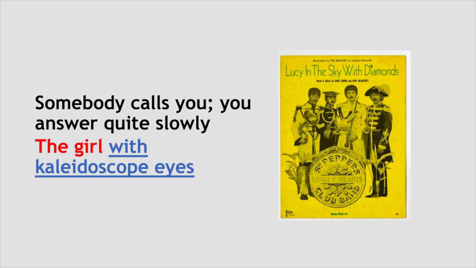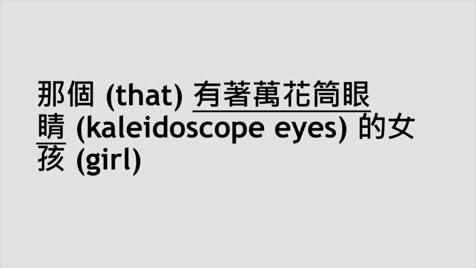Okay, so putting the prepositional phrase after the head noun is the only option. This is because, unlike other languages such as Chinese, descriptions not involving adjectives are seldom put before the head noun. So cross-referencing, the girl with kaleidoscope eyes.